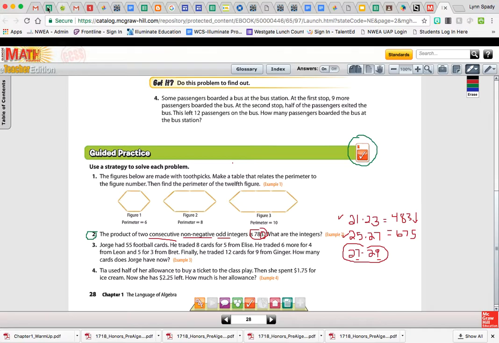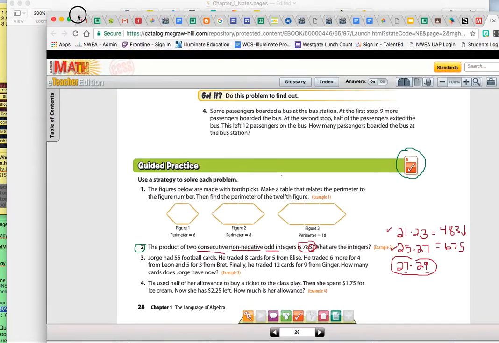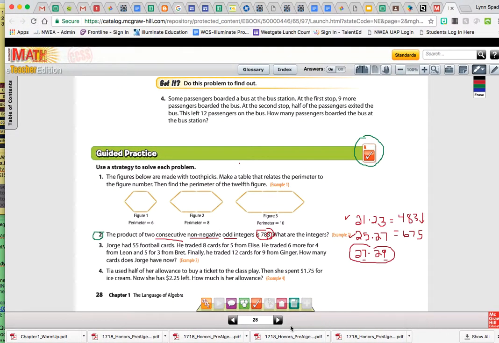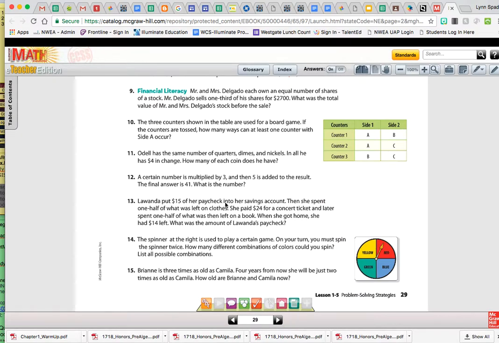The next problem that we're going to take a look at is number 11 on page 29. Page 29, number 11, it says Odell has the same number of quarters, dimes, and nickels. In all, he has $4 and change. How much of each coin does he have? And for this particular problem, I'm going to use the strategy of making a table. We're going to have the number of quarters, and then the number of dimes, and the number of nickels, and he has the same of each amount.